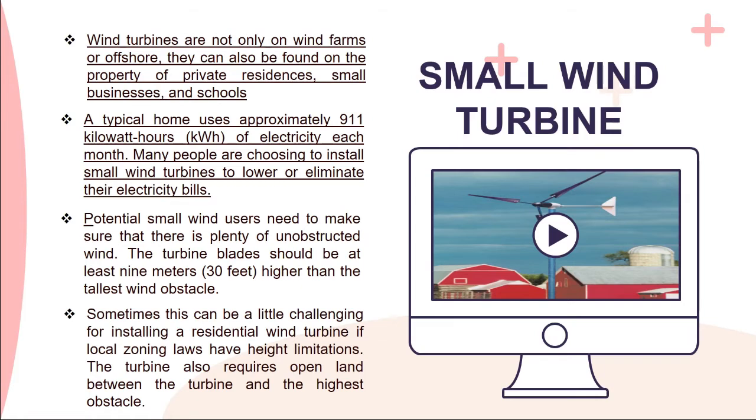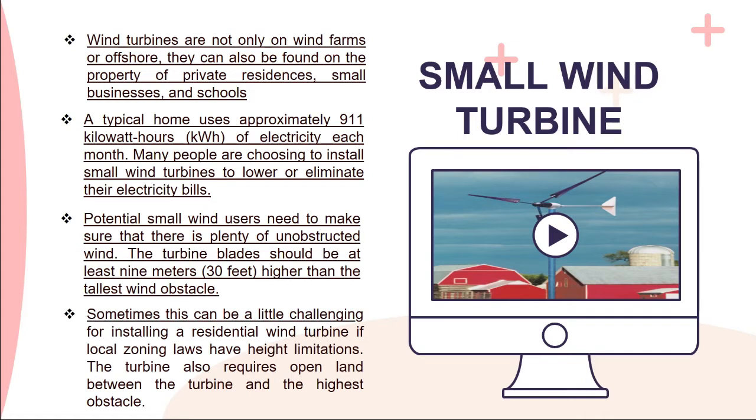Siting a small wind turbine is similar to siting a large wind turbine. Potential small wind users need to make sure that there is plenty of unobstructed wind. The tips of the turbine blades should be at least 9 meters higher than the tallest wind obstacle. Sometimes this can be a little challenging for installing a residential wind turbine if local zoning laws have height limitations. The turbine also requires open land between the turbine and the highest obstacle.